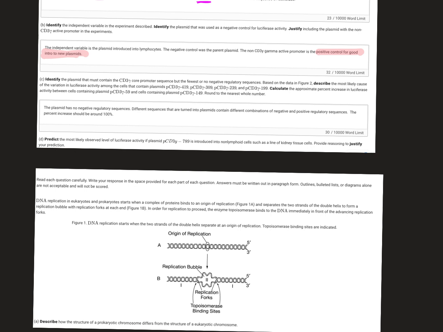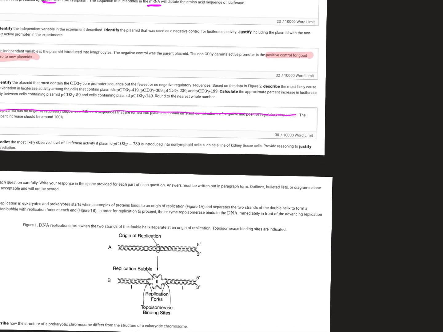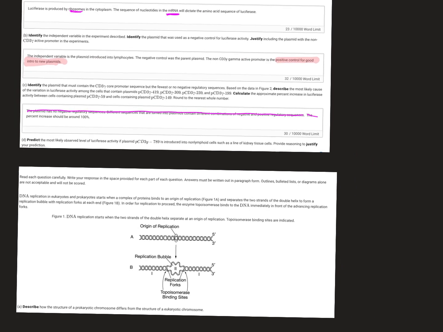So again, identify plasmids that must contain the promoter region. What we just said has to be that 15, right? And describe the most likely cause of variation in luciferase activity among the cells that contain one. Why are there variations in how much luciferase is being made? All right. So I'm not sure what they meant by that, but let's get rid of this. So I'm just going to go ahead and write the answer here.